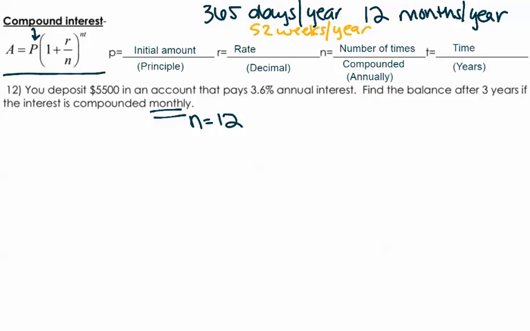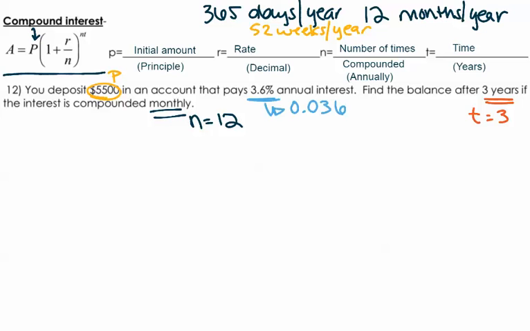Then we want you to realize that this 3.6%, that's your rate. Remember, we're going to change that into a decimal, so we're going to make that 3.6 into 0.036. Remember, you take that number and divide by 100. That will give you the decimal equivalent of your percentage. And then find the balance after 3 years. So that 3 years tells you that t equals 3. And over here, this $5,500 is the P value.